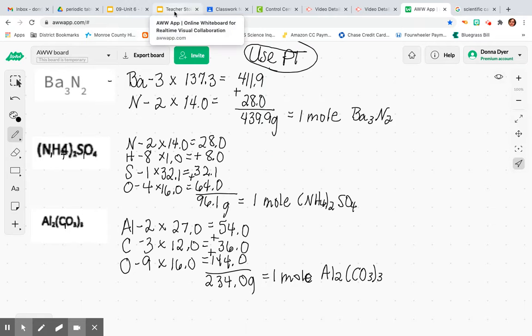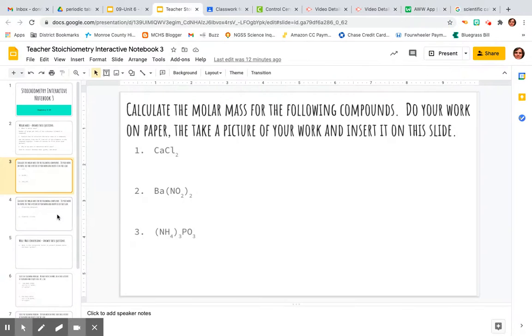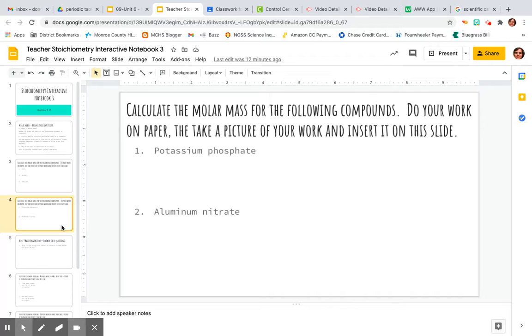Okay, so then let's go ahead and look at how we would do this if we just had the name of the element. What if we just had the name of the element? You guys, you're going to have to write the formula. This is the reason why I told you in Unit 4 we were going to be using this the rest of the semester. So if I don't give you the formula, you're going to have to write the formula before you can find the molar mass. So let's look at these are 2 that you're going to do on your own. Let's look at one that I'm going to show you as practice.